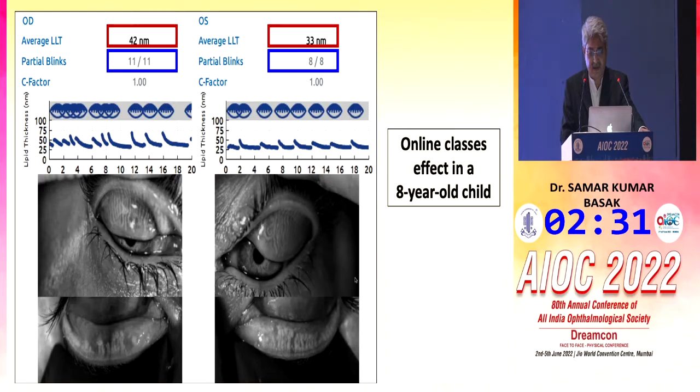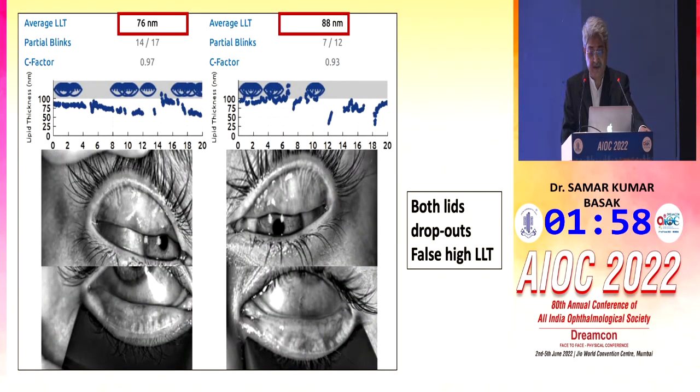Then this is a child of 8 years old, who is surprising to see with such glands. We saw this maybe last January or February, the effect of 2 years of online classes. You see that she has a lower lipid layer thickness of less than 40, and in the lower lid, half of the glands are gone. We do not know what will happen when she reaches our age. So these are very interesting.